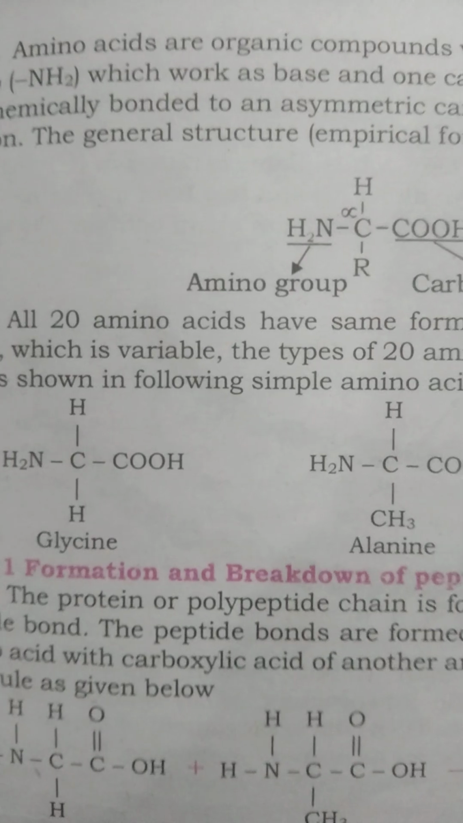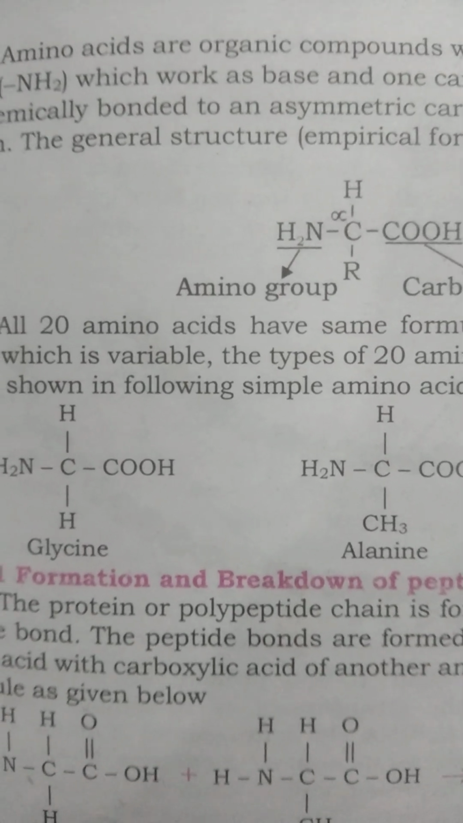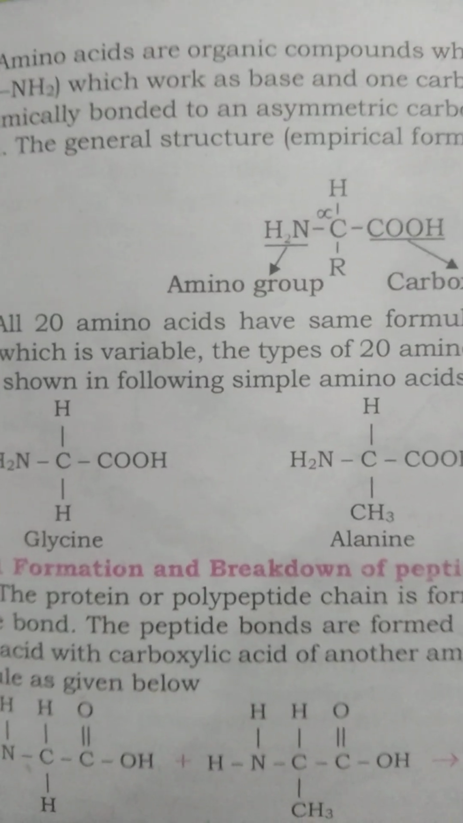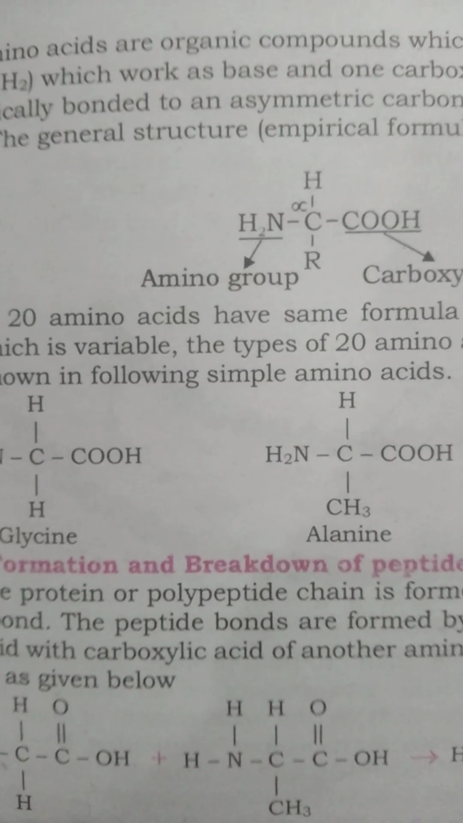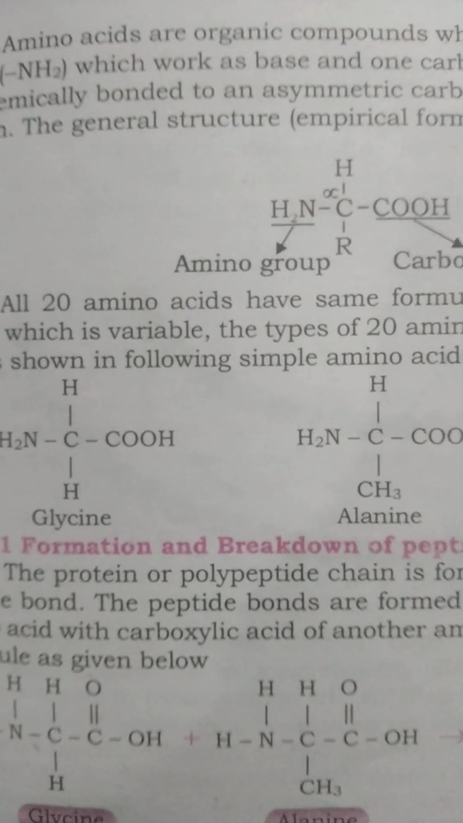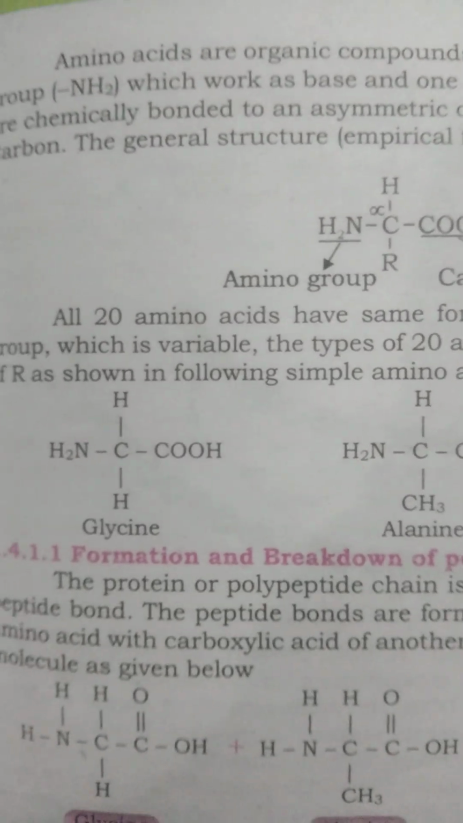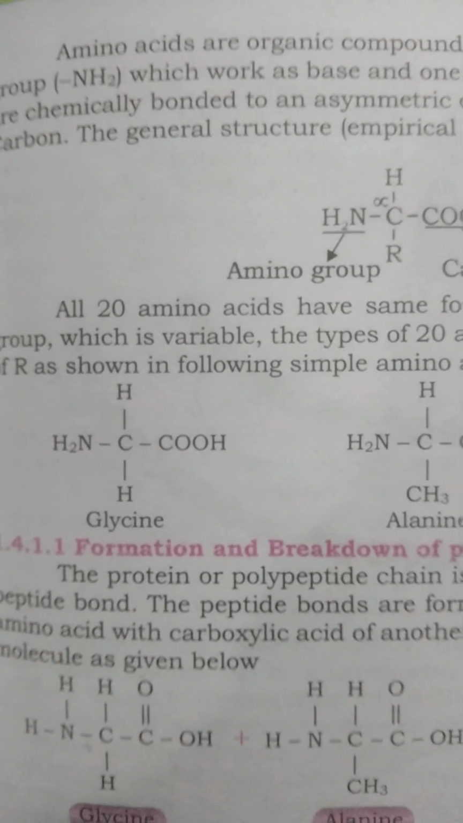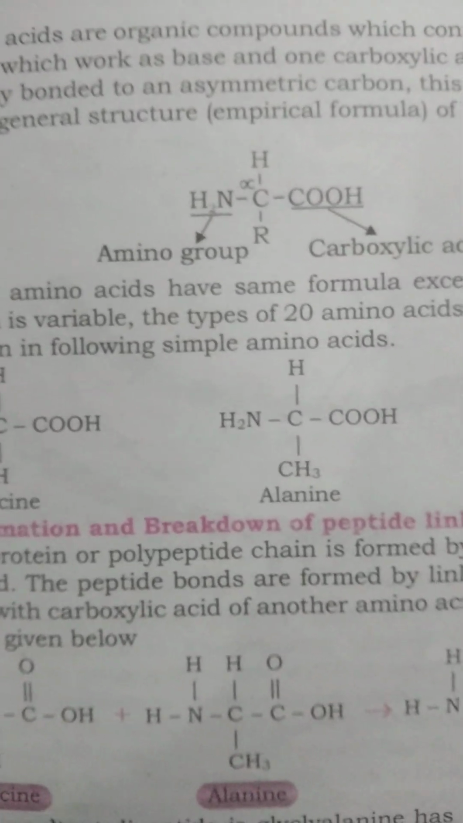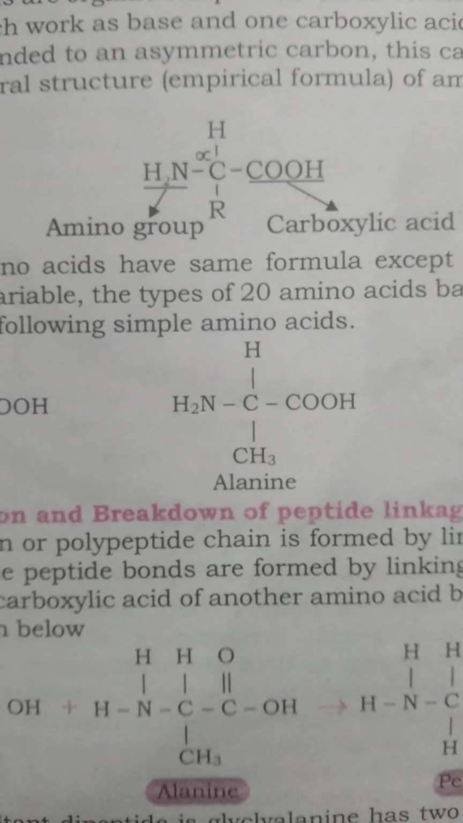Amino acids are organic compounds which contain at least one amino group, NH2, which works as a base, and one carboxylic acid group, which works as an acid, chemically bonded asymmetrically to a carbon, most commonly called the alpha carbon. The structure is so common: an amino group with a carboxylic acid.